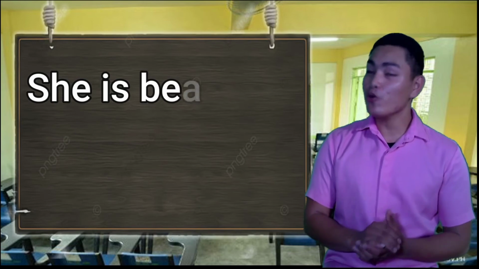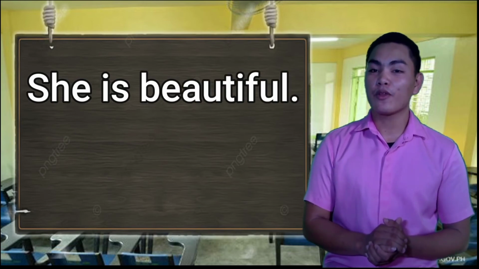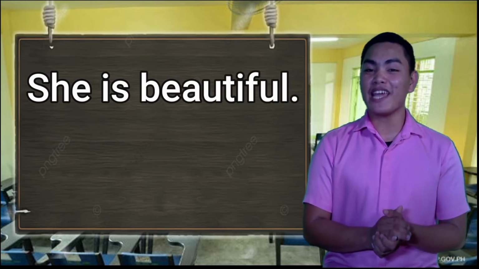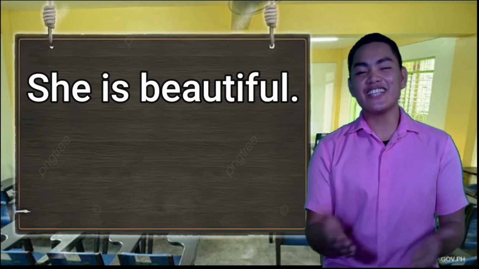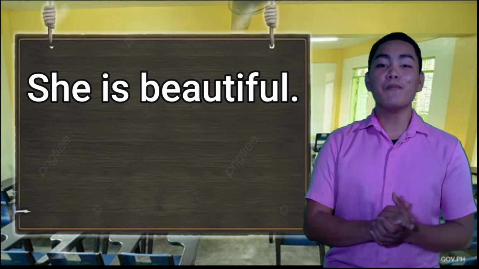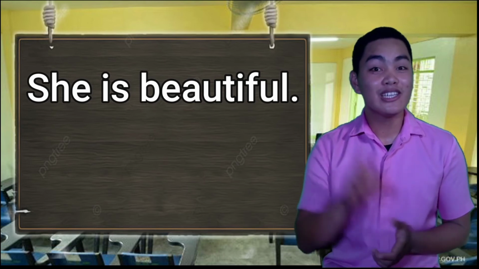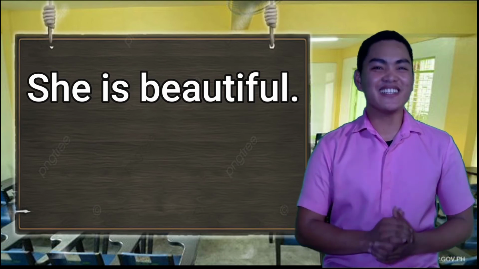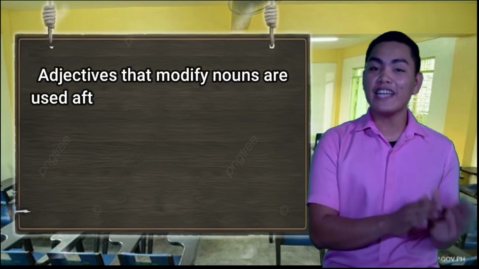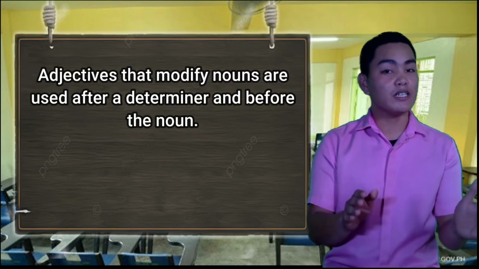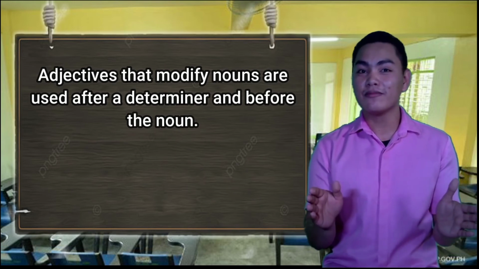She is beautiful. What do you think the adjective and pronoun are there? Very good, class. The adjective is beautiful, modifying the pronoun she. Keep in mind too that adjectives that modify nouns are used after a determiner and before the noun.